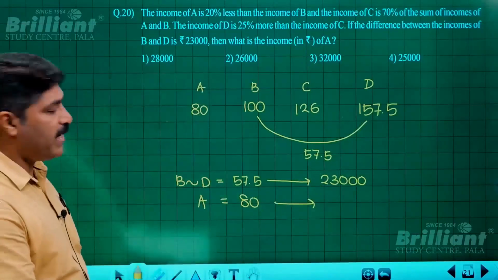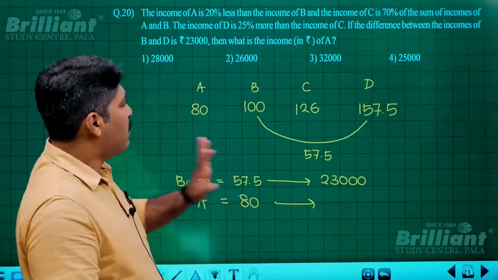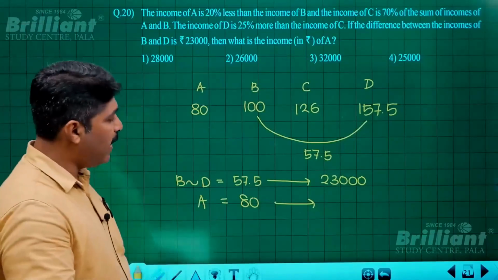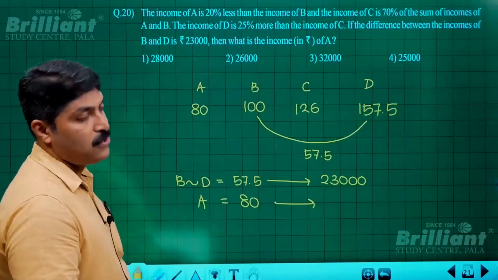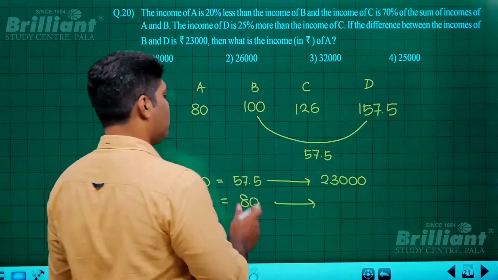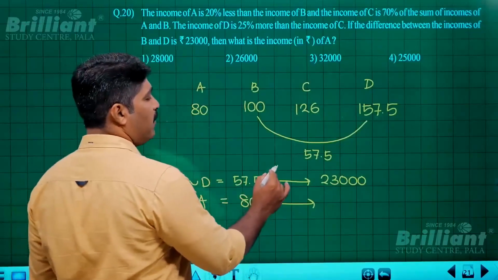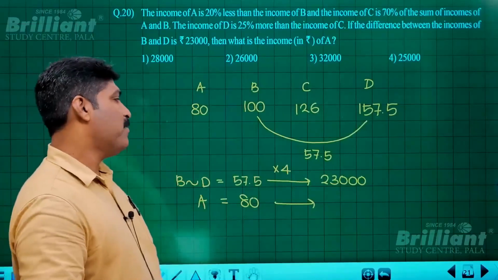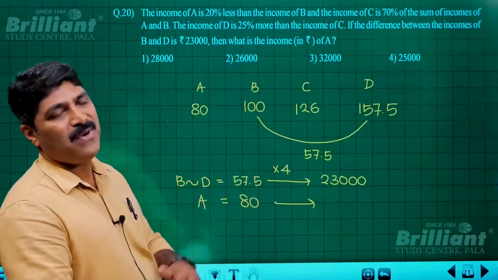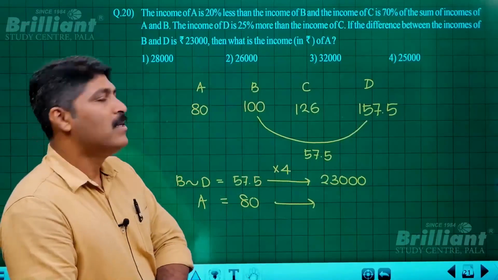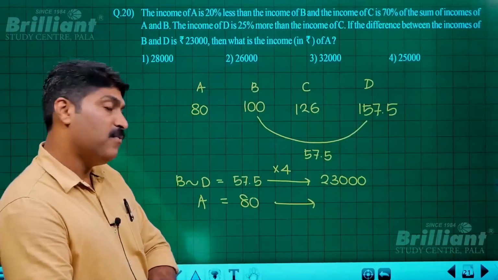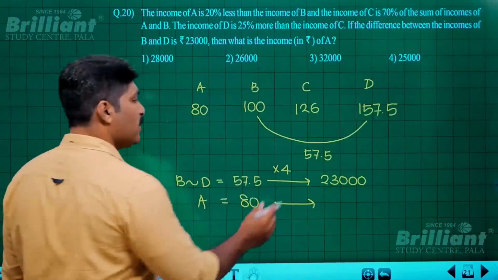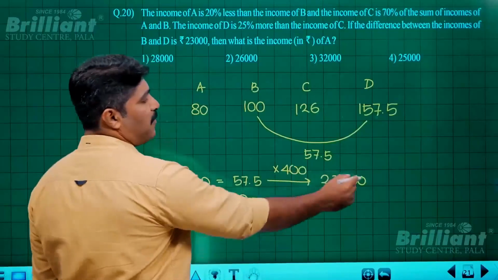So we just simplify it. We just observe the values. 57.5 into which value will make this 23,000? While observing the values here, you will get 57.5 into 4. Think about what is 57.5 into 4? We know that 7.5 into 4 is 30, and 50 into 4 is equal to 200. Therefore, 230. So put 2 zeros into 400. Then we will get this value.